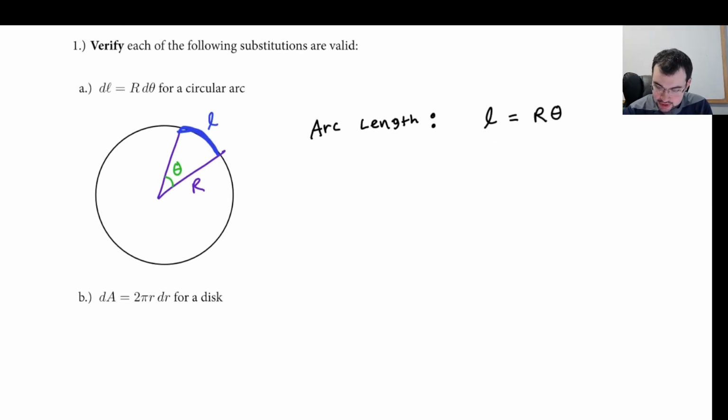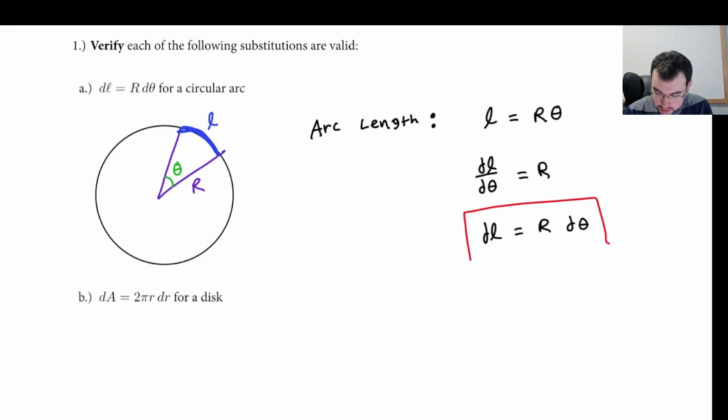And then we just differentiate. Because if we take the derivative of L with respect to theta, well, that's just going to be r. So multiplying through by d theta tells us dl is r d theta. So anytime you have a circular arc, you might want this substitution.